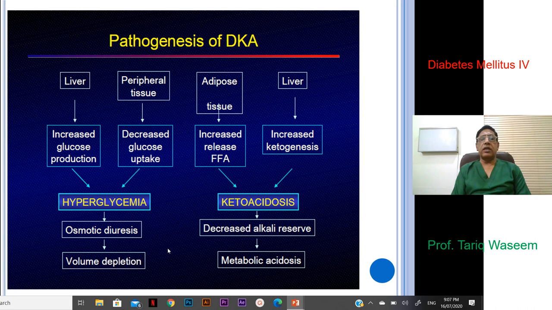So when you are managing these patients, you have to look after what to do for their hyperglycemia, what to do for their acidosis, and how to replace their volume, which is depleted as a result of this osmotic diuresis.